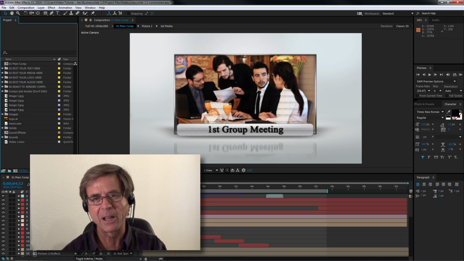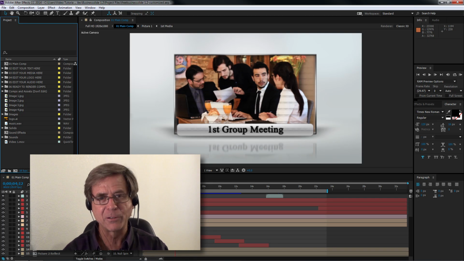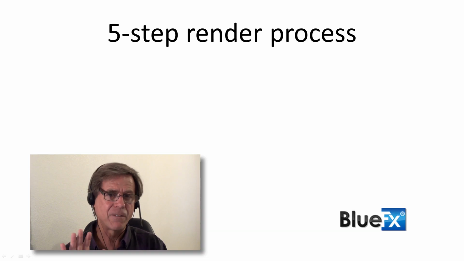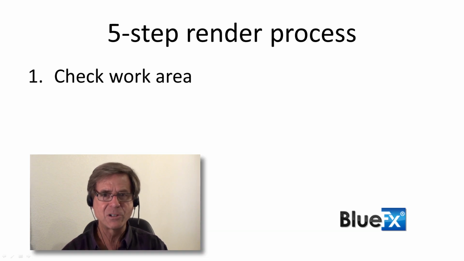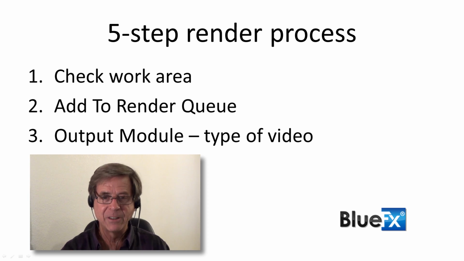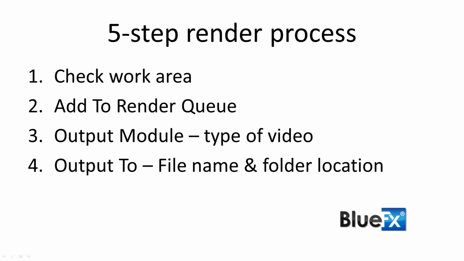The final step in the template editing or customizing process is to convert this After Effects comp into a video that people can watch. And that's a 5-step process. First of all, you adjust what's called the work area. Then you send your comp to the render queue. Then you select an output module, meaning the type of video that you want to make. Then you choose a location and a file name for that file. And then you click on the render button. So let me walk you through all those steps.